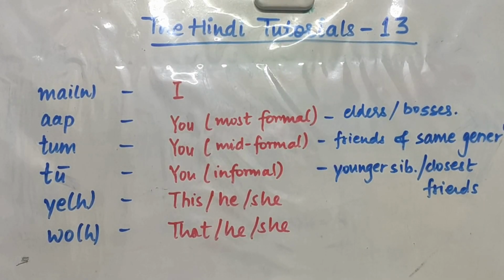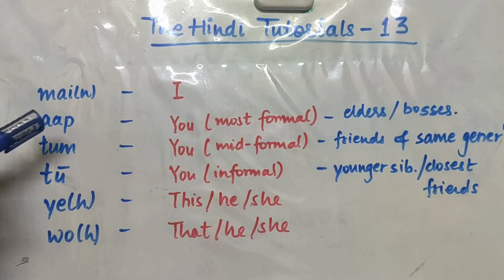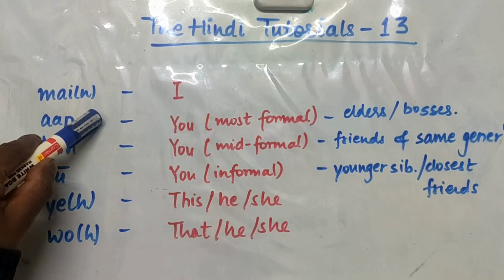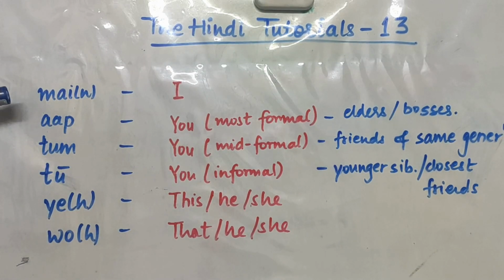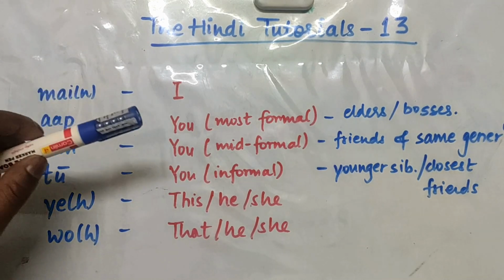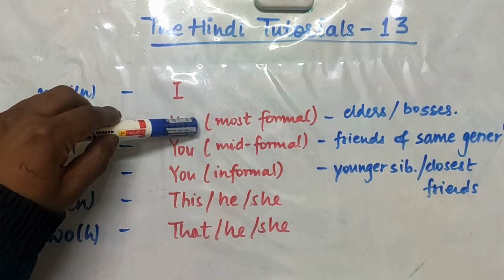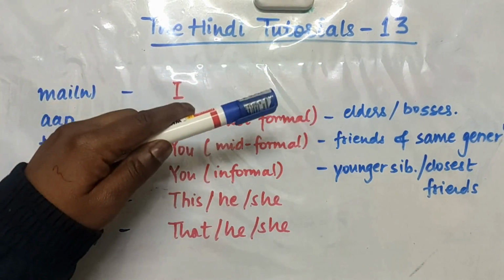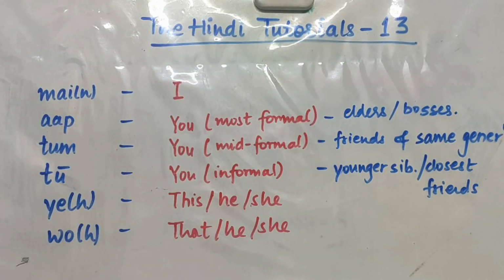The next set of words is pronouns, basic pronouns. The first is मैं. The N is not pronounced completely, that's why I have written it inside parenthesis, inside the brackets. So the first word is मैं. मैं means I. The next word is आप, which means you and is the most formal, is used with parents, elders, bosses, seniors, etc. Okay.